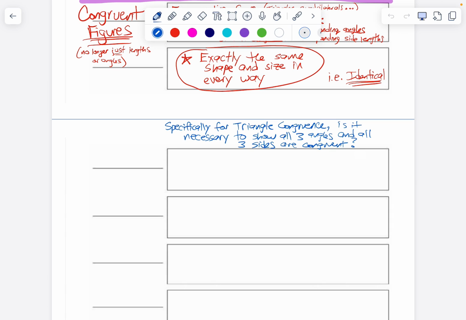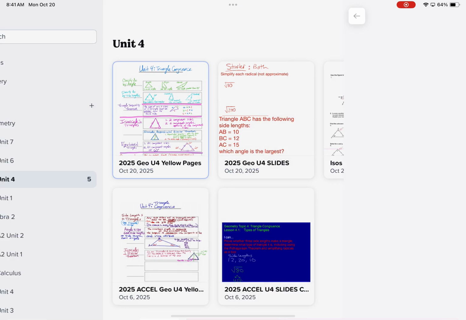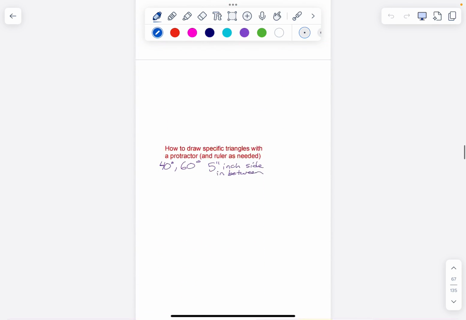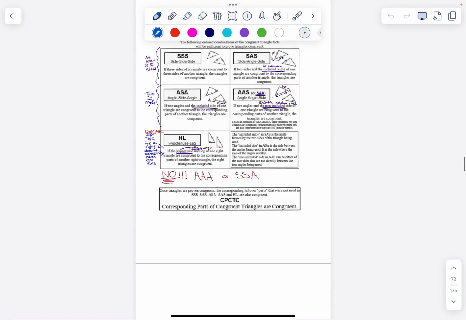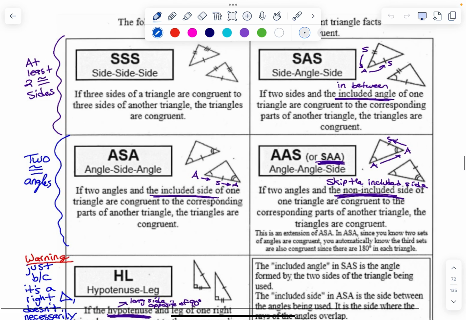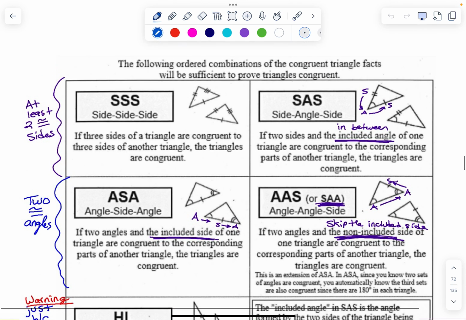Notice the top 2 have 2 side lengths, at least 2. The middle 2 have 2 angles, and then that bottom one, HL, is kind of the oddball. It does get used, though, occasionally. So don't just dismiss it, but the others probably, I would say, get used a little bit more. So why don't you highlight what I just pointed out?